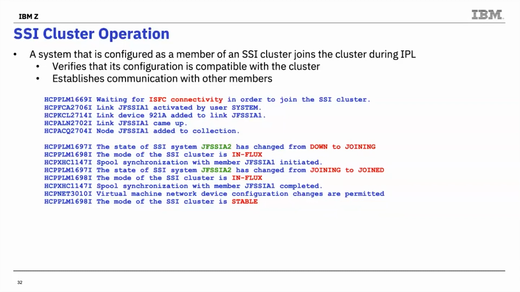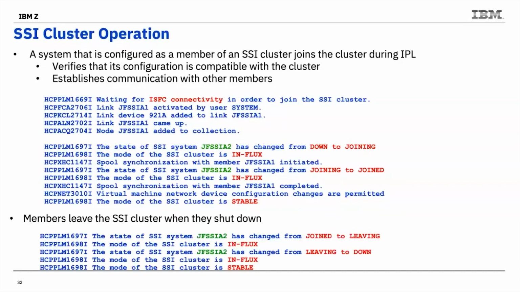On shutdown, it's a very similar story. We'll mark the member as leaving. And again, we'll put the cluster in the same in flux state so that CP doesn't do anything it shouldn't. And then once the member registers as down, we'll communicate with the remaining up members and see if we can return to that stable state and resume normal operation.